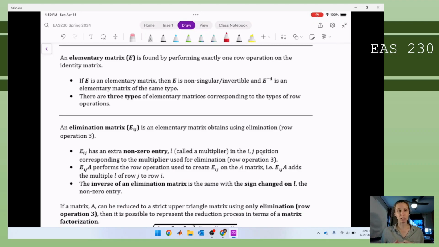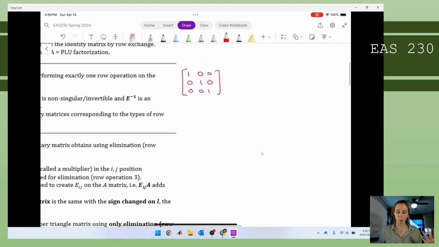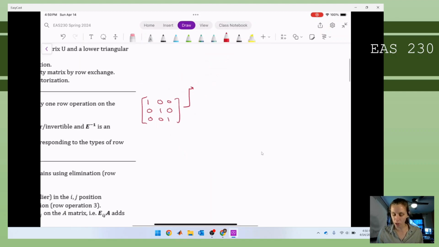An elementary matrix, called E, that's our notation, is found by performing exactly one row operation on the identity matrix. So if I take the identity, here's an identity for a 3x3, and I perform a row operation on it. One of my row operations would be R2 equals 4R2. Then my elementary matrix would look like this, where I multiply row 2 by 4.